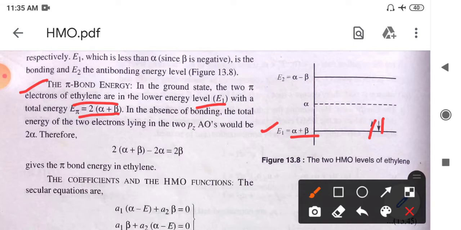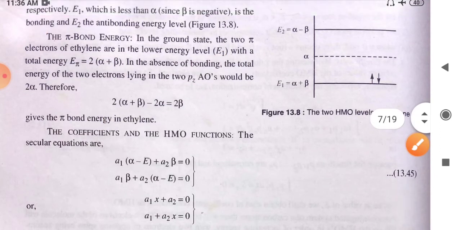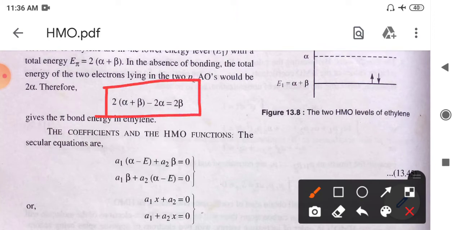In the absence of bonding, suppose the electrons are present wholly on a single carbon, then the total energy of the electrons lying on the pz orbital would be 2 alpha. For one carbon it is alpha, for another it is another alpha, so in total it is 2 alpha. So the pi bond energy is simply the actual energy minus the free electron energy, if it is present in a free carbon atom. So the pi bond energy comes out to be 2 beta.